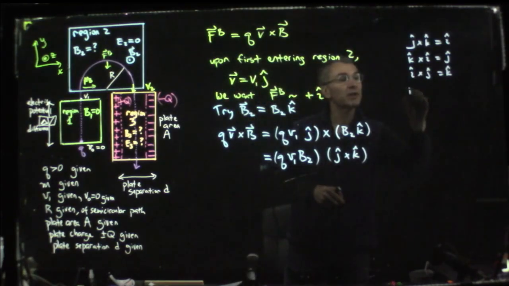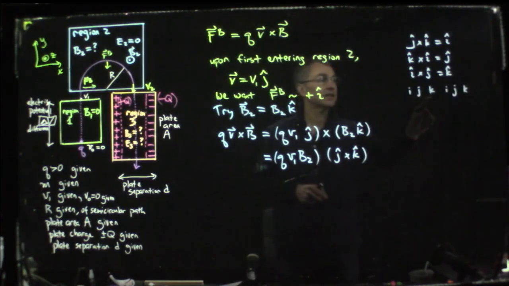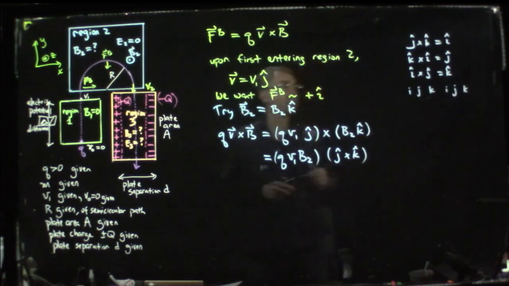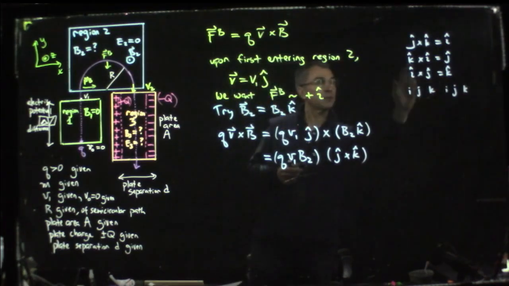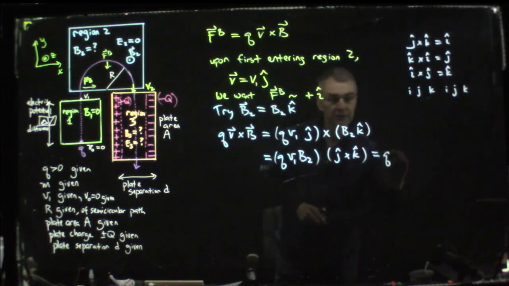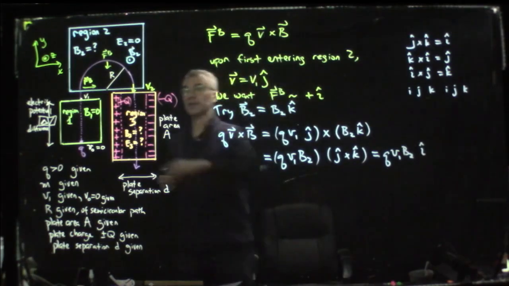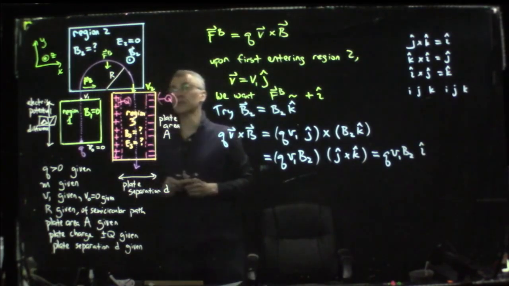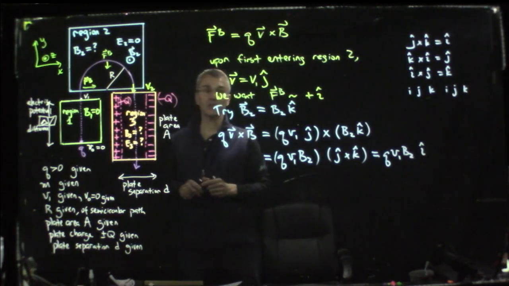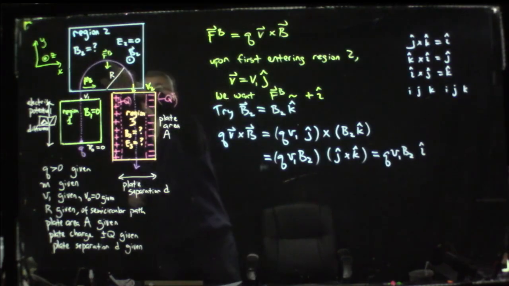Another trick is you can just keep writing: ijk, jki, kij. Those are all plus 1. And if you have to permute a pair, that gives you a factor of minus 1. So this is Q V1 B2 i hat, which is what we want here, because i hat points toward the center when we first enter. We could do a quick check of what happens when we're at the top here.